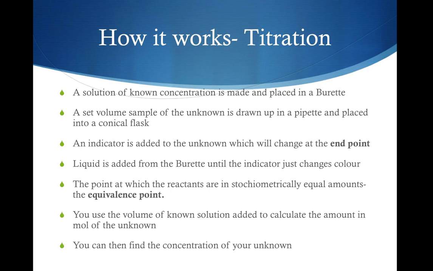So you get your standard with the known concentration, and normally you place that in the burette. You get your unknown, you draw it up in a pipette and you put it into the conical flask. That's your aliquot, remember. You add your indicator, again, to your conical flask, and give it a swirl. You then drop in liquid from your burette really slowly until your indicator just changes colour.